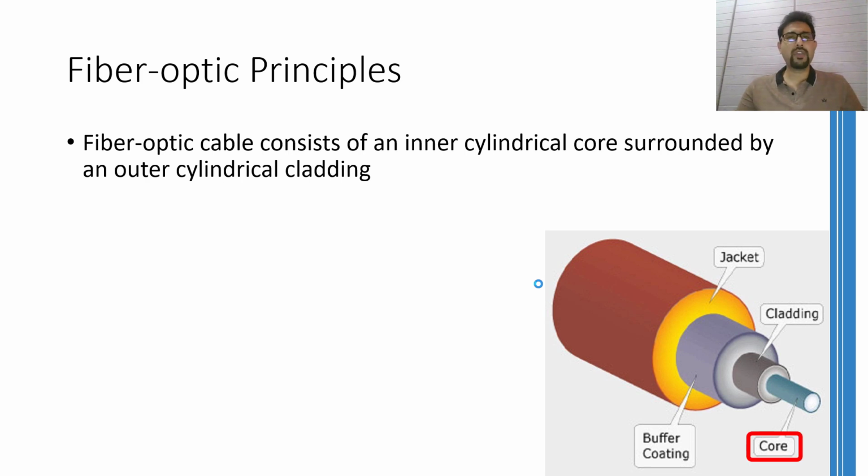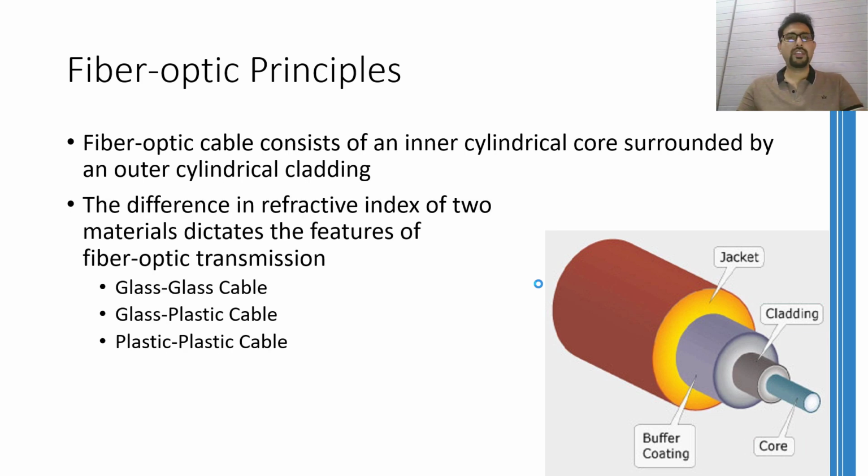Right at the center, we have a core that is surrounded by a cladding. These two portions of the cable are responsible for routing the light from one end to the other end. The light travels inside the core, and if it tries to escape, the cladding portion will reflect that light back into the core. This is achieved by the difference in refractive index of the two materials that are used to make the core and the cladding.